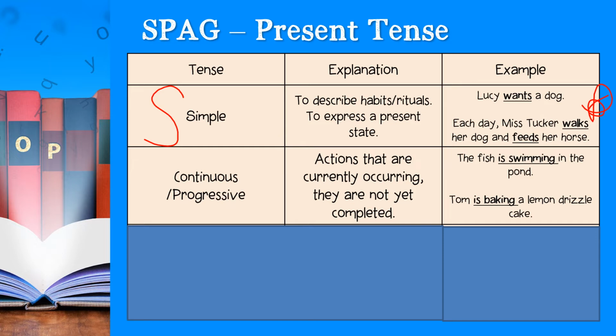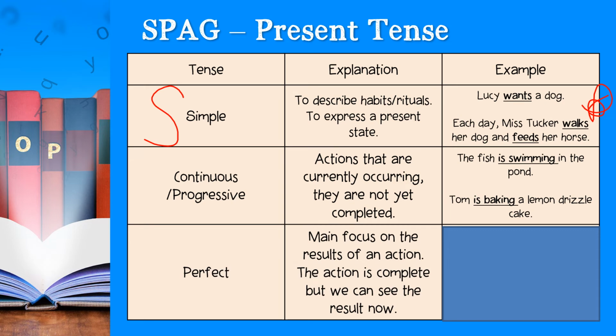So it is a continuous state, that it is continuing to happen. Tom is baking a lemon drizzle cake. Has Tom finished the lemon drizzle cake? No, because it is continuous or progressive tense. He is still baking it. It's still happening. Notice the ing and the is in front of the words. That's a really big giveaway.